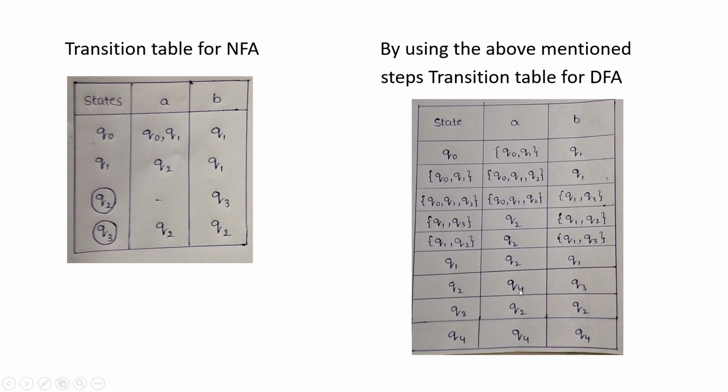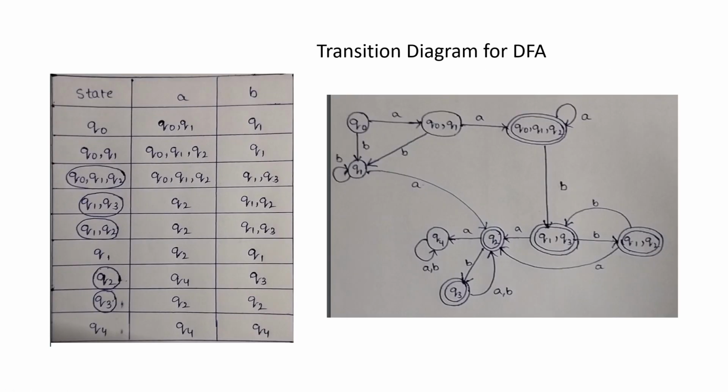If I mention this state, I need to describe that state also. But for the dead state, if I give any input, it remains itself only. That's why if I gave input A and B to Q4, it remains at Q4 only. This is the transition table for DFA. By using the transition table, we can easily design the transition diagram.